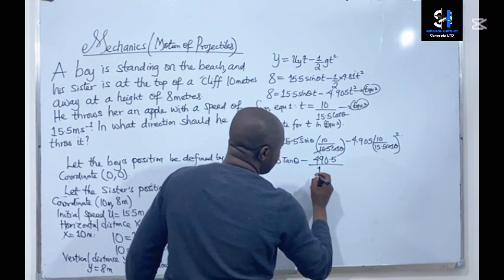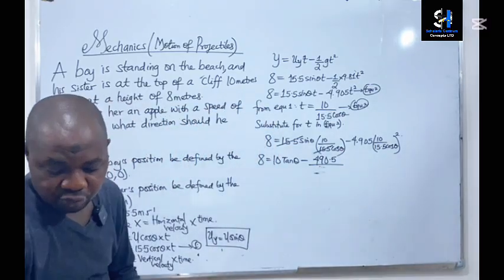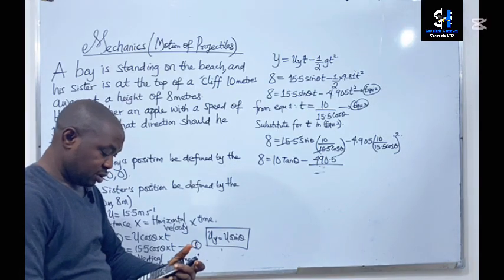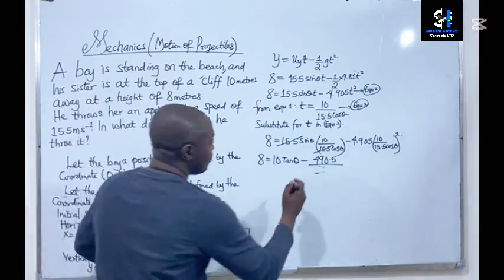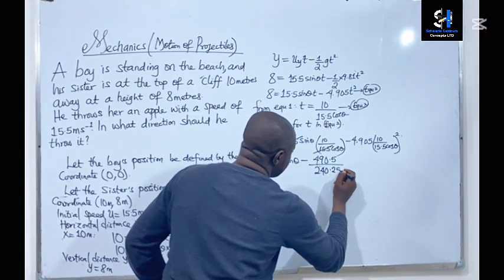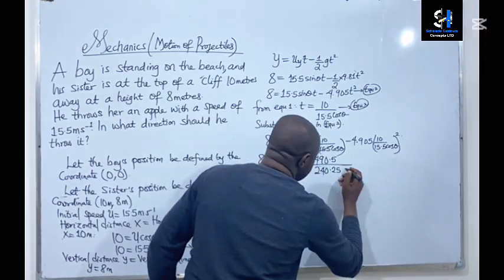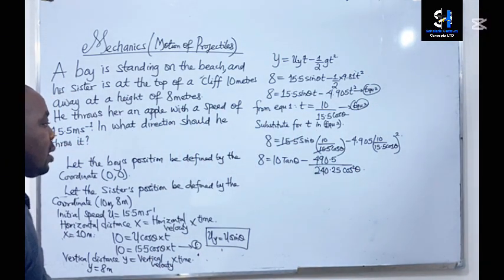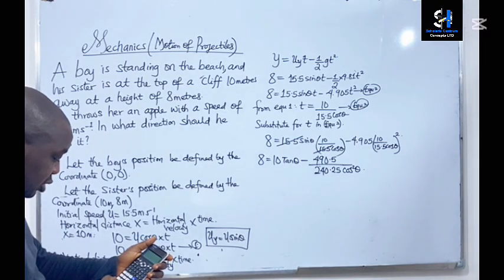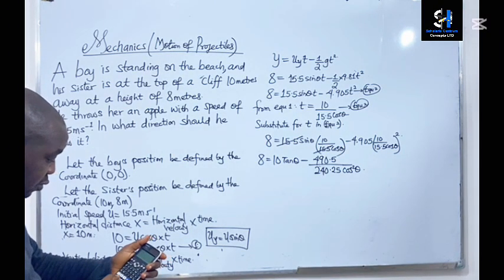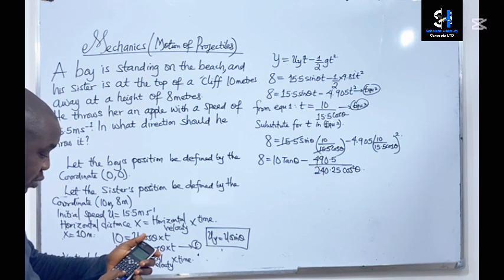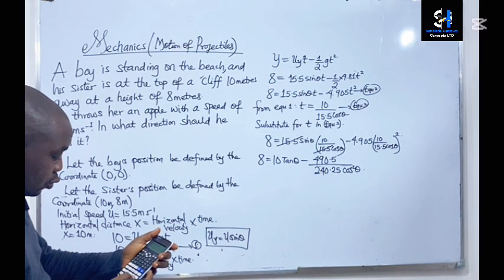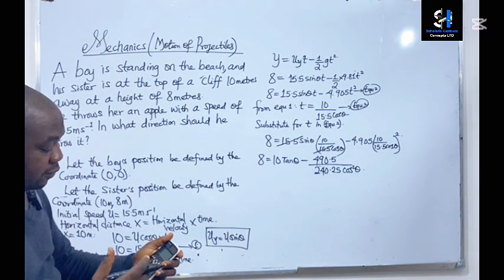15.5 squared will be 240.25. Then the square of this will be cos squared theta. So let's get the value. What is 490? Because I did 4.905 multiplied by 100, which is 490.5. So 490.5 divided by 240.25 will be 2.041.